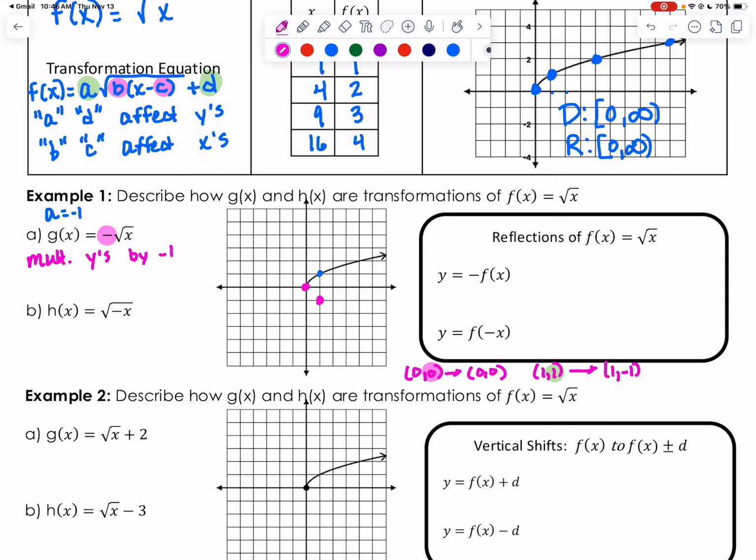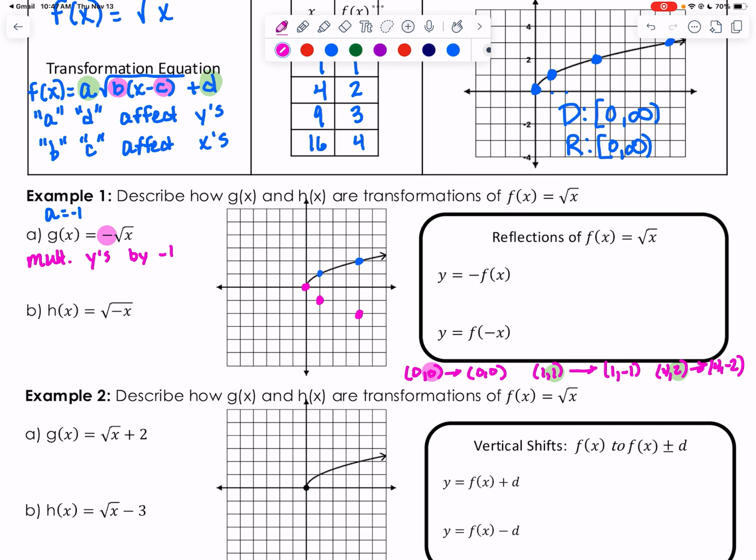So our new point would be (1, -1). All right. Now the third point we're going to transform from the original function is the point (4, 2). So if I took (4, 2) and multiplied that y value by -1, I would get (4, -2). So that would be right here.